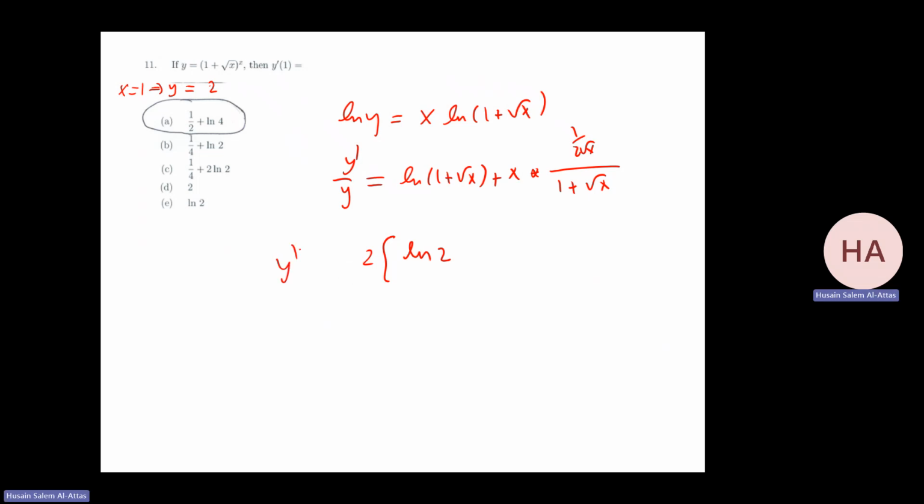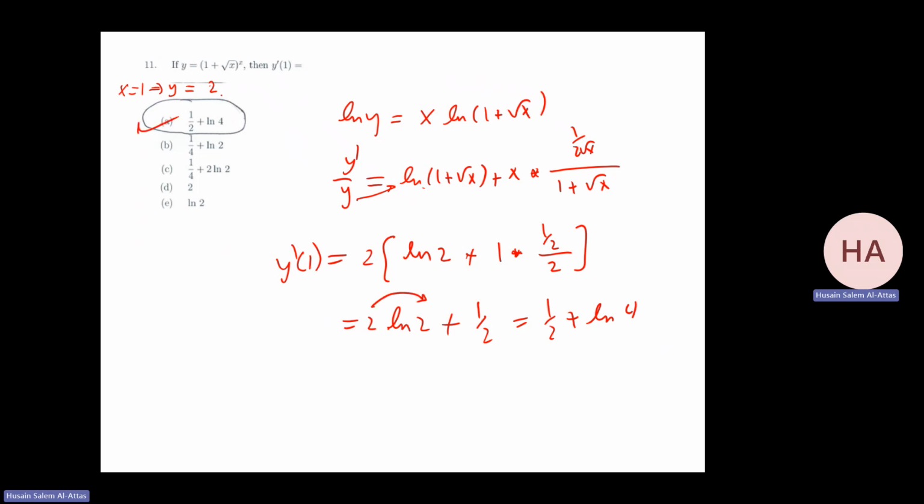So y prime at 1. It will be y, which is 2, times ln 1 plus 2 plus x equal 1 over 2 over 2. So that will be 2 ln 2. This is 1 over 4 times 2 plus half. So that will be half plus ln 4, because this will go as a whole. So this is the answer.